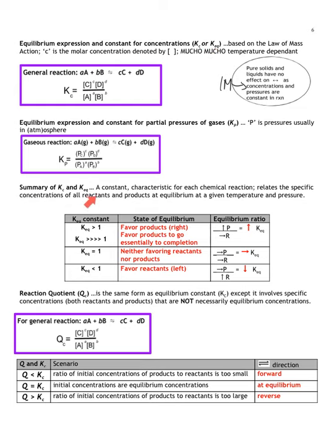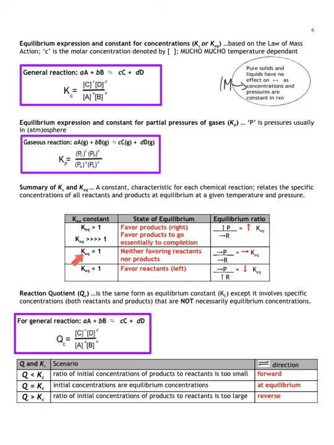So to make a quick summary of Kc and Keq, it's a constant characteristic of a chemical reaction that relates specific concentrations of reactants and products at equilibrium at a given temperature and pressure. Again, it's a reminder that K is temperature and pressure dependent, but really temperature dependent in terms of the constant value.